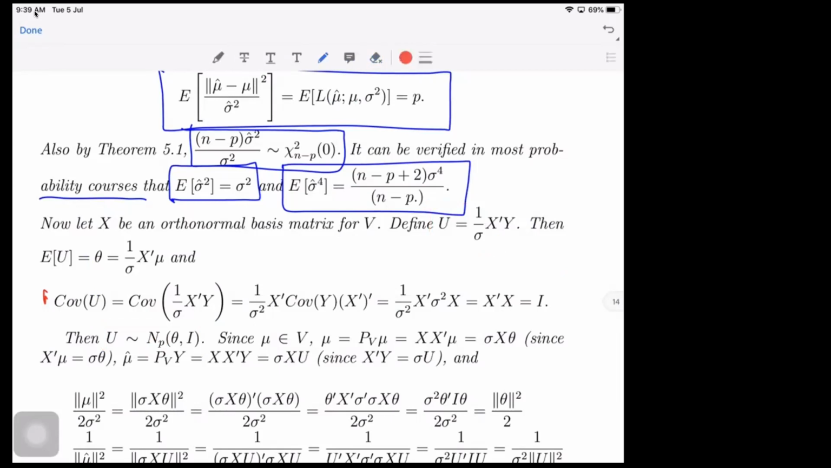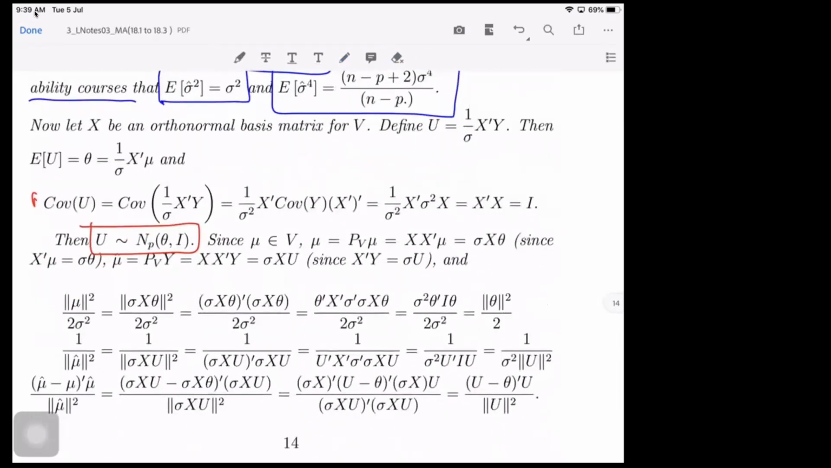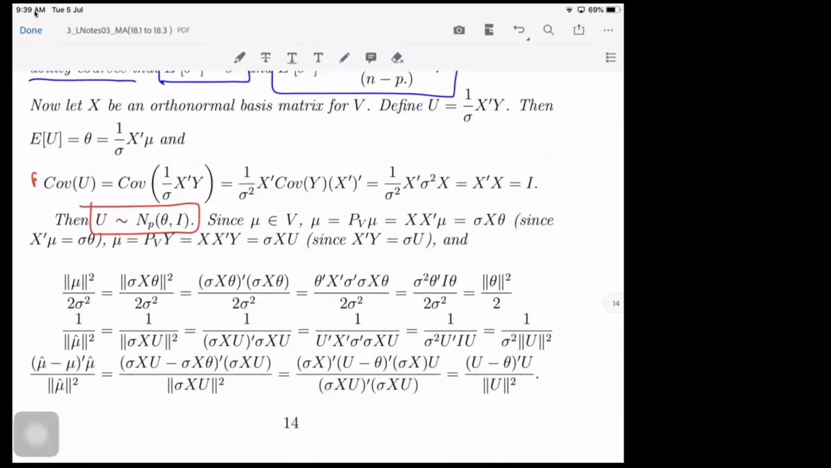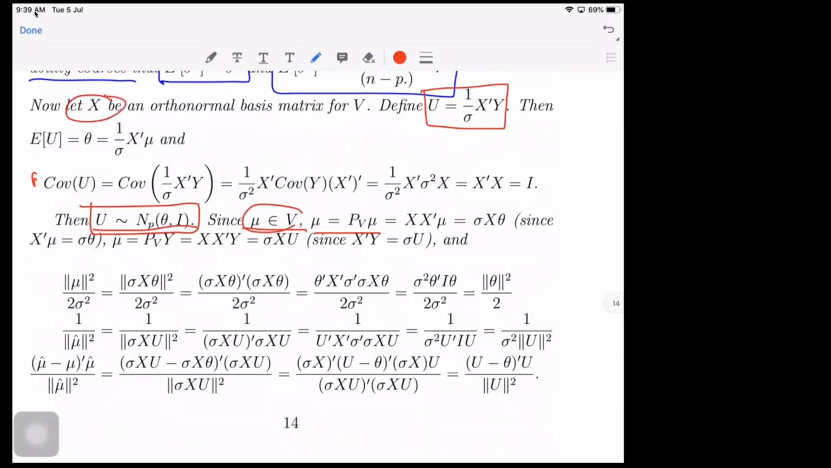This is in the univariate case, no? So it's a vector. So if this is how you define your U, this is the distribution of U. Now, since mu is in V, PV mu is just equal to mu because mu is in V. PV, if X is an orthonormal matrix, is X X prime. No? X prime X is I, but X X prime will be PV. Are you following?